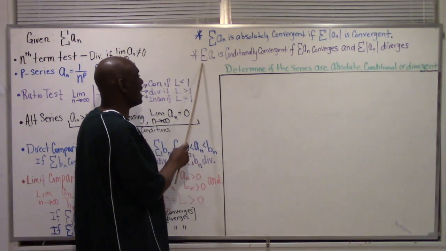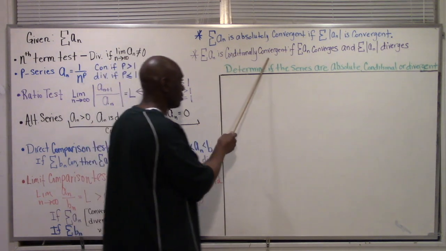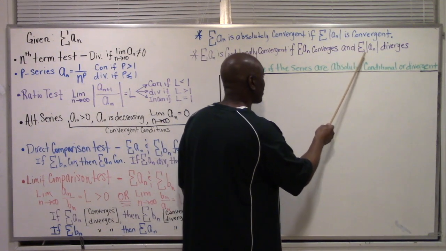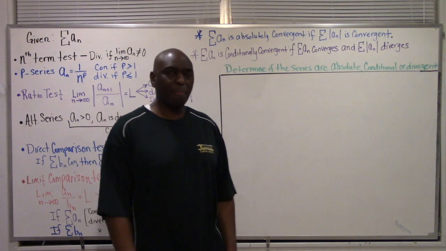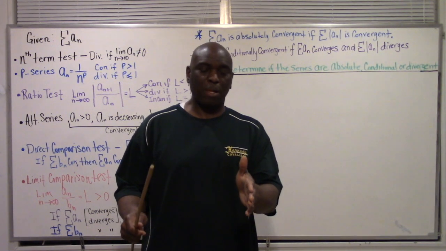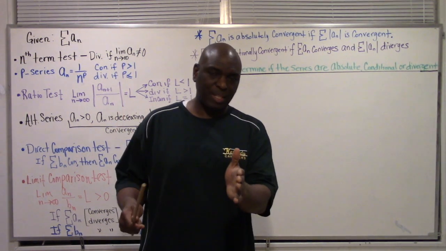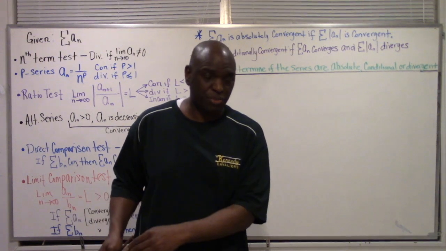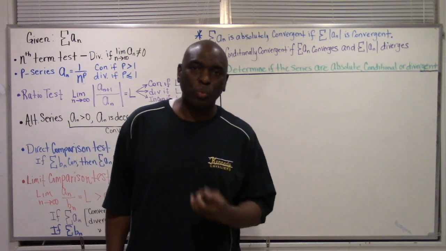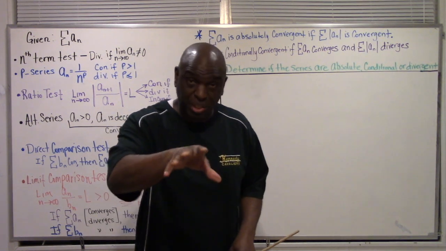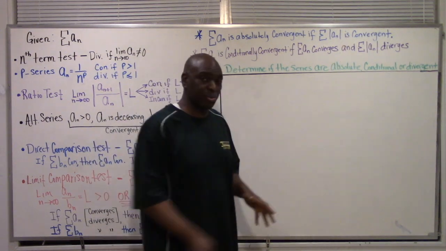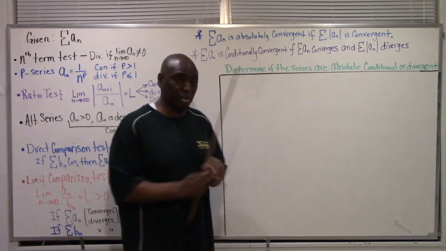Conditional convergence. The series a_n is conditionally convergent if the series a_n converges and the series of the absolute value of a_n diverges. So it's always good to start with absolute convergence first, because if you look at the absolute convergence and that series diverges, it does not mean that the series without the absolute value will be divergent. It can be conditionally convergent. So it's best to check in that order. Check for absolute convergence first, and if that's divergent, then check for conditional convergence second.